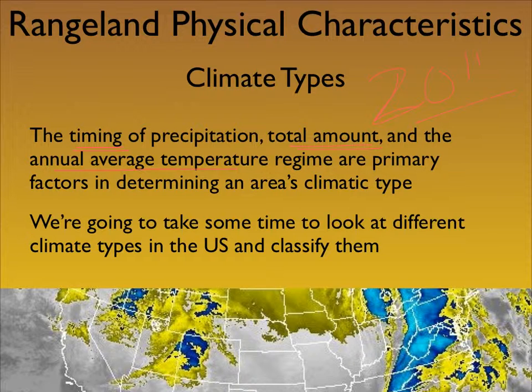Okay, so we have these factors, and what happens is that a climate type gives us a way to talk about all those factors at once. So we're going to talk about some of the U.S. climate types. I'm going to show you an example, and then you can work through the other examples on your own as you go through the slides themselves. We're going to be really broad.